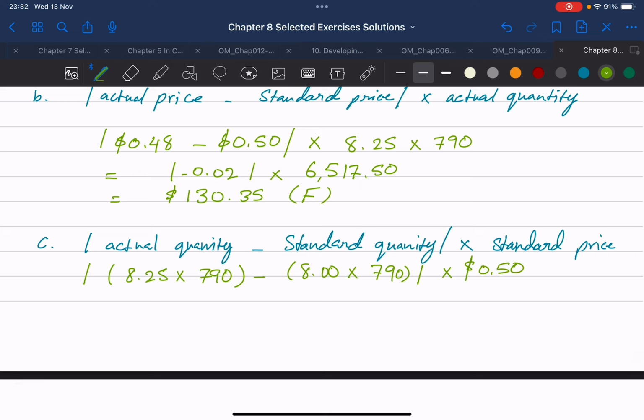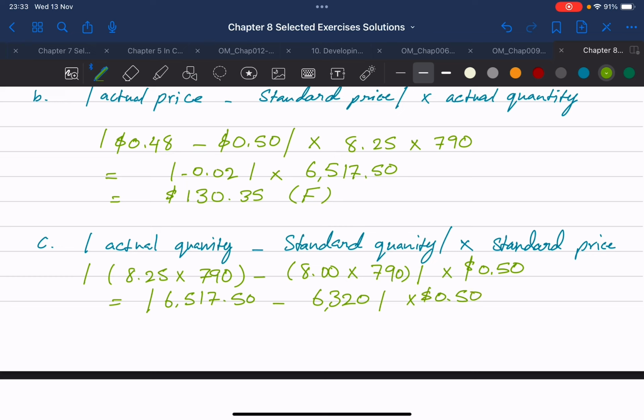Okay, now let's see. 8.25 multiplied by 790, that's 6,000. Let's put the absolute value so we don't forget that. 6,517.50 cents minus 8 multiplied by 790. That's 6,320. Okay, multiplied by 50 cents.